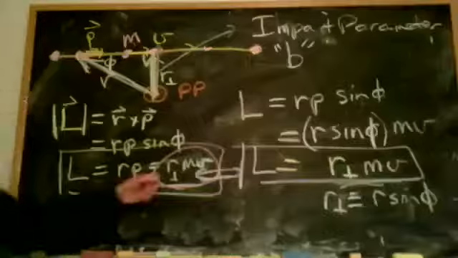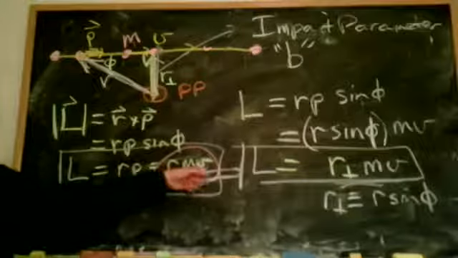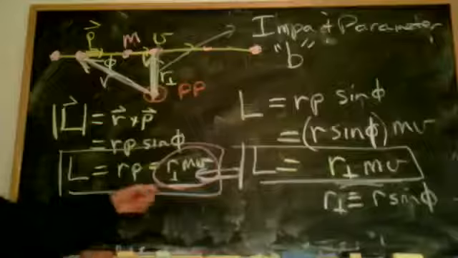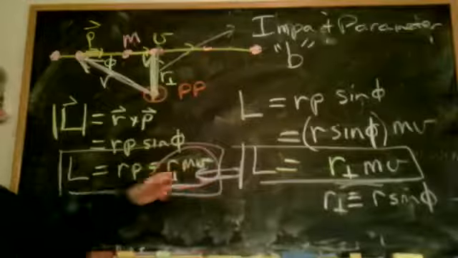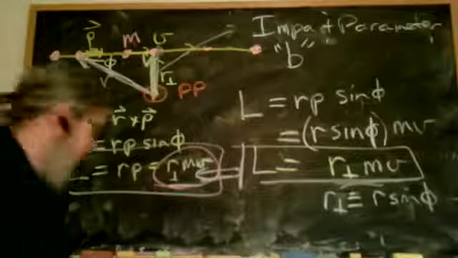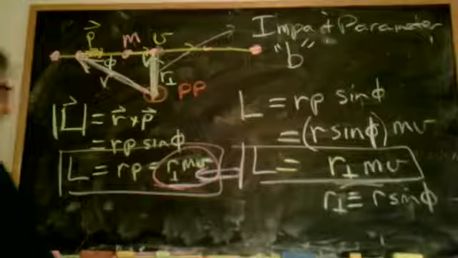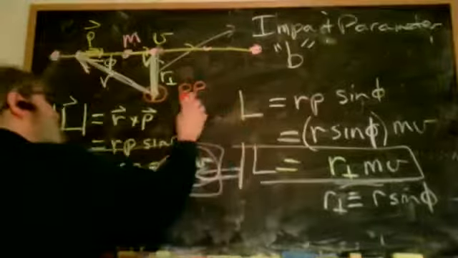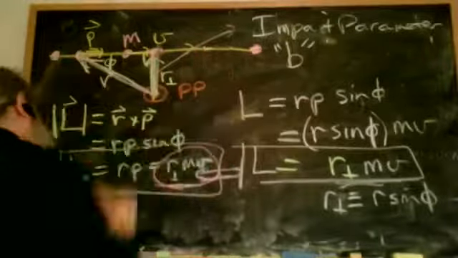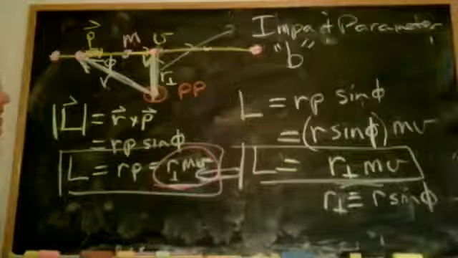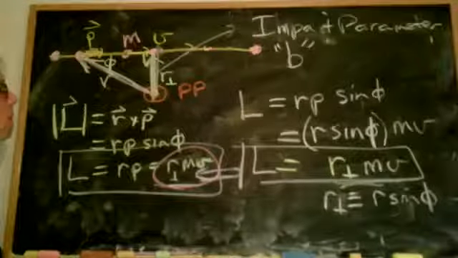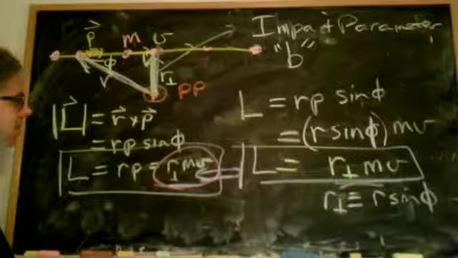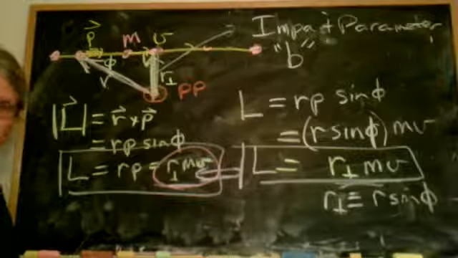So the key idea is that for a point particle moving in a straight line, all you have to do is find the perpendicular radius to the line, multiply it by the momentum, and that is the angular momentum. This conversion between linear momentum and angular momentum only works for point-like particles, not for rigid bodies. It's a little more complicated for rigid bodies. Questions about that? I'm just going to go to one more example and we'll call it a day.